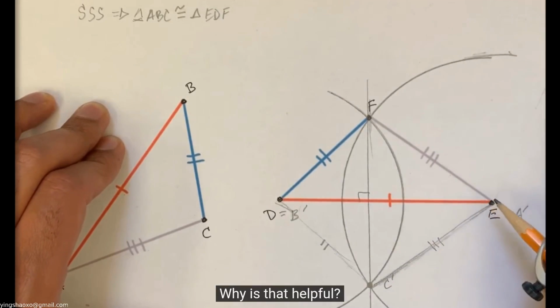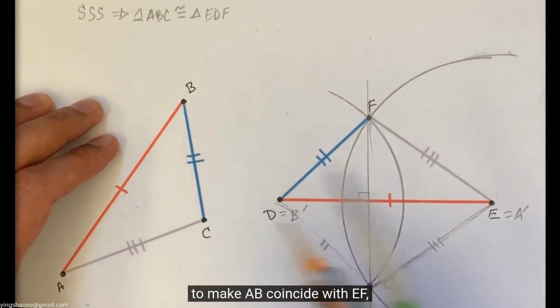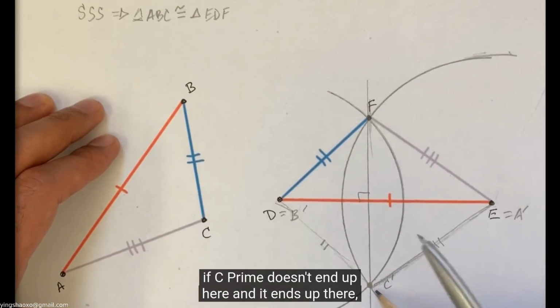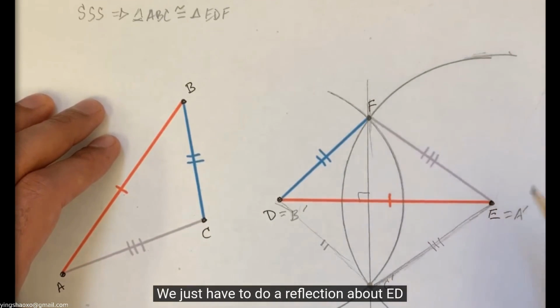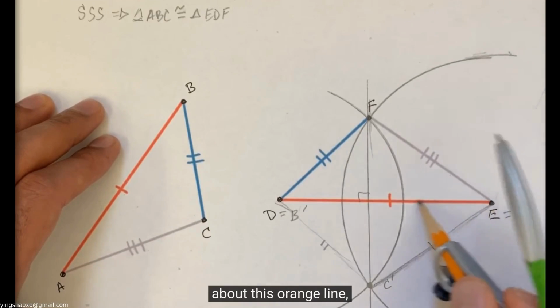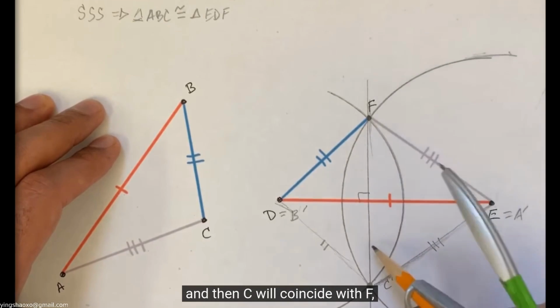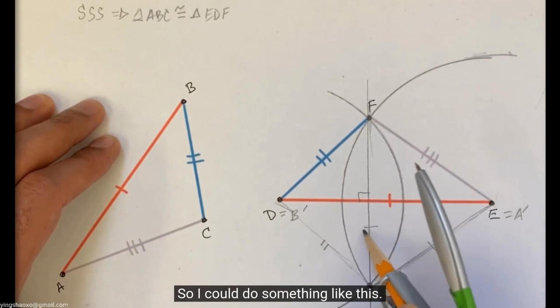Why is that helpful? Well, that tells us that if when we do that first transformation to make AB coincide with ED, C prime doesn't end up here and it ends up there, we just have to do one more transformation. We just have to do a reflection about ED, or about A prime, B prime, however you want to view it, about this orange line, and then C will coincide with F, because orange is a perpendicular bisector, so I could do something like this.